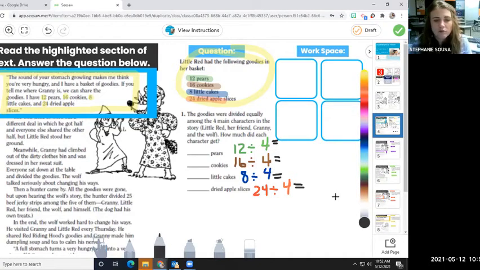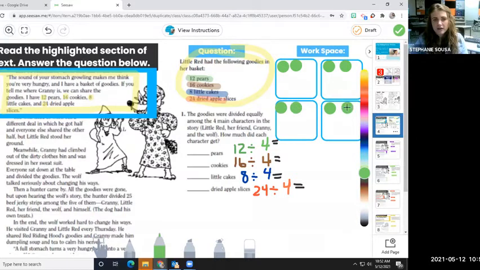I've got 12 pairs. Let's go ahead and divide 12 pairs by sharing between each person. 1 for Little Red, 1 for her friend, 1 for Granny, 1 for the wolf. We're at 4 right now. We're going to give 1 to each person again. 5, 6, 7, 8. I've given out 8 pairs.